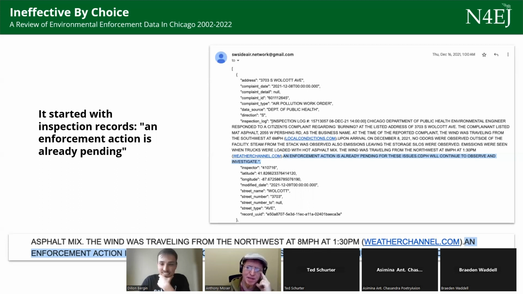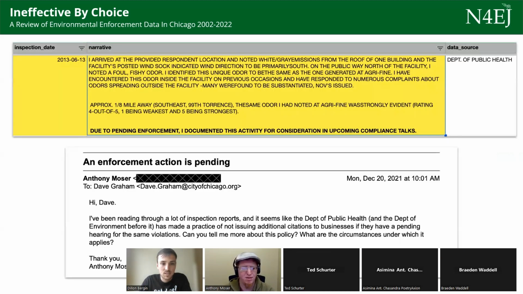Because they have a bunch of these inspection records in the city's data portal, I went back and started searching for any other records that used that language, everything that has enforcement and pending in the description. I found a bunch of stuff, and some of it was relevant, some of it wasn't. But eventually, when I went far enough back, I found a few that were pretty explicit, where they said, due to pending enforcement, I documented this activity for consideration.